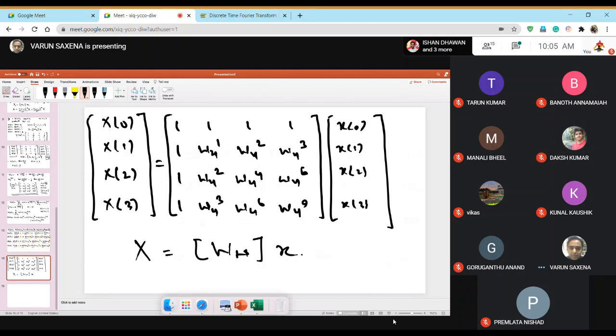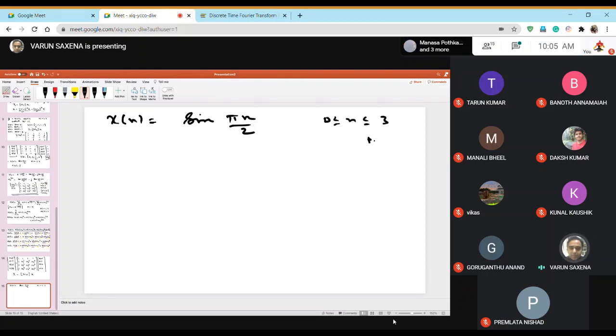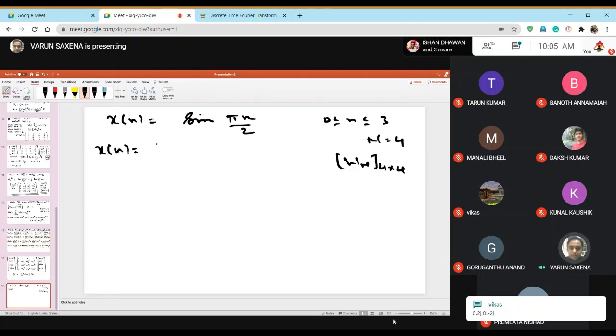Yes, it's clear. So now let's go to the problem again, and please tell me what is the answer to that problem. The problem was that your x[n] was sine of πn/2, and n basically varied from 0 to 3, which means capital N is 4, which means your twiddle matrix is going to be 4 cross 4, which we have just evaluated. That doesn't change. What is the value for x[n]? What is the sequence? Can anybody tell me?